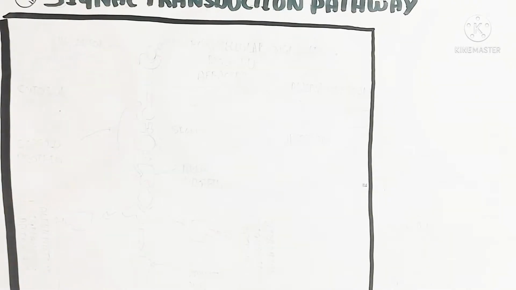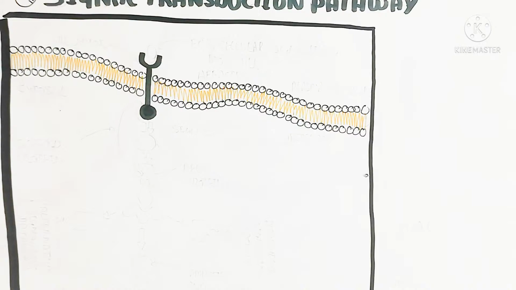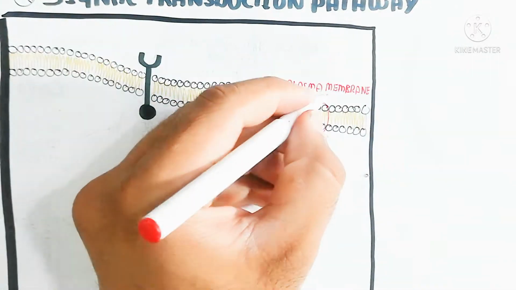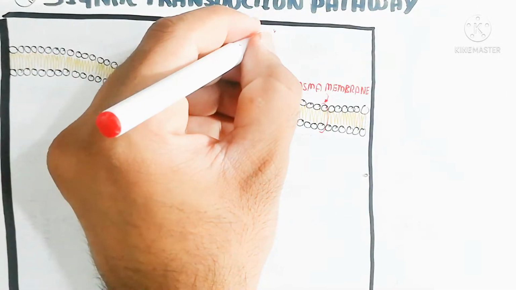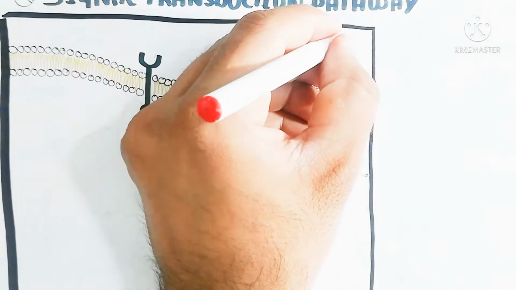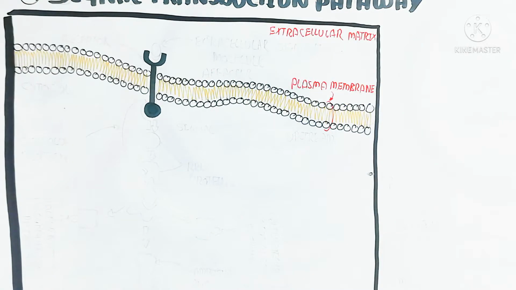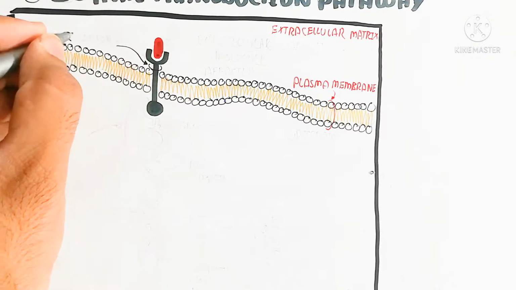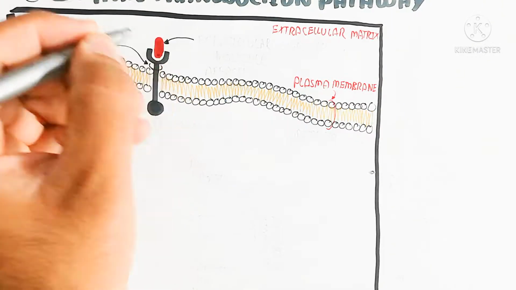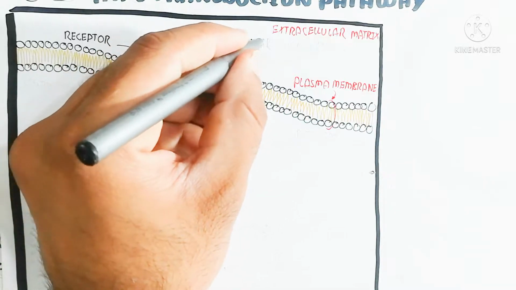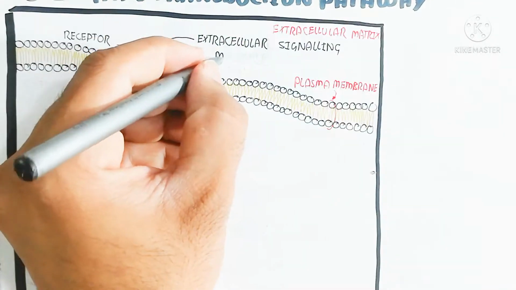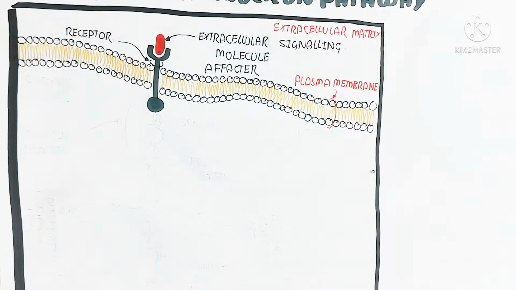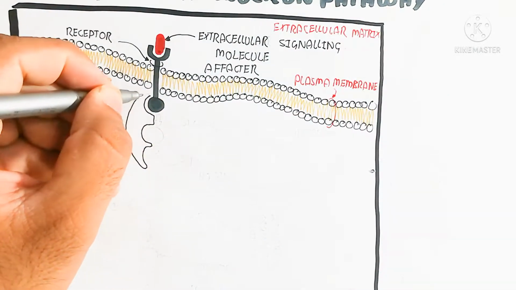Here is the plasma membrane of the cell. Here is the extracellular molecule, the effector. This effector will bind with the receptor, or some receptor, but here we can generalize. The effector binds with the receptor, and in the cytosol the intracellular domain will be activated. This is the extracellular matrix, and this is the intracellular space within the cell.